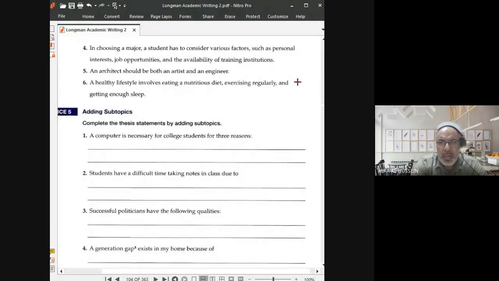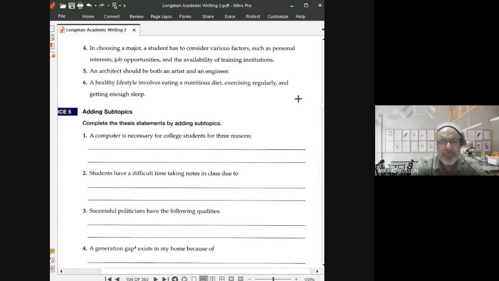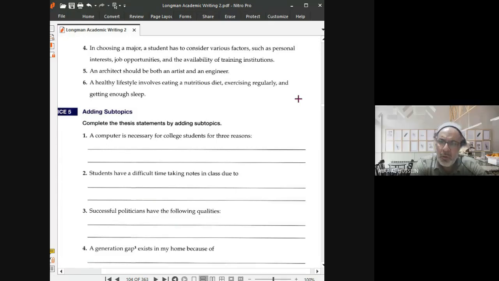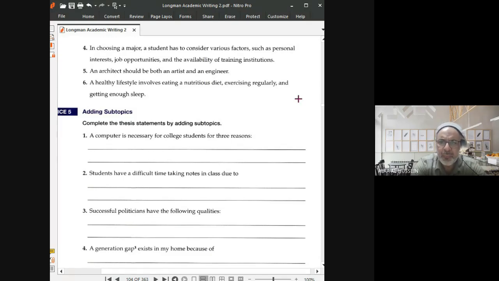Point number 4, quickly. Nawar? Yes, doctor. The topic is choosing a major. And the controlling idea is a student has to consider various factors. The signaling phrase is such as. Such as, excellent. And how many sub-ideas? 3. Okay, excellent.